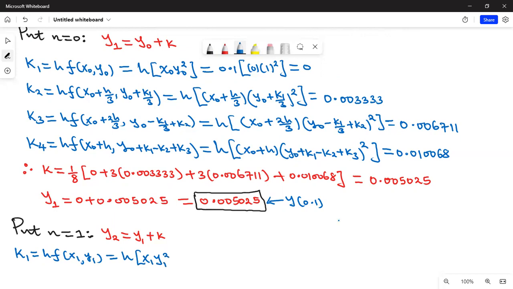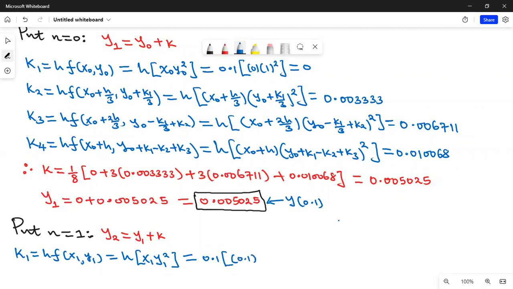y1 squared. Remember our f of x, y was x y squared. So where there is x, I'm going to put x1, and where there is y, I'm going to put y1. And so it will be x1 times y1 squared. That is equals to 0.1 times, our x1 was 0.1.